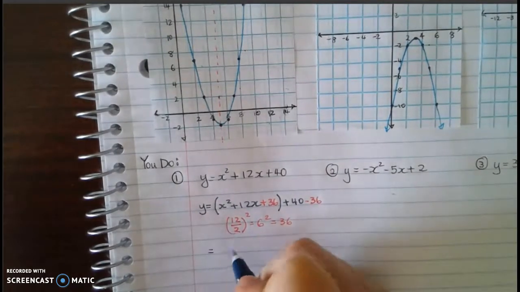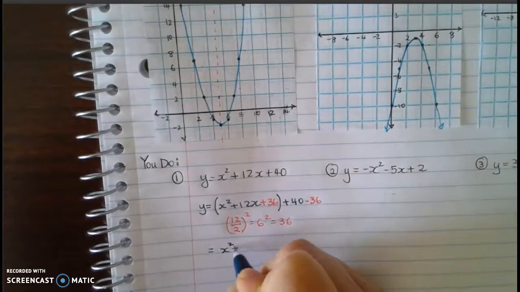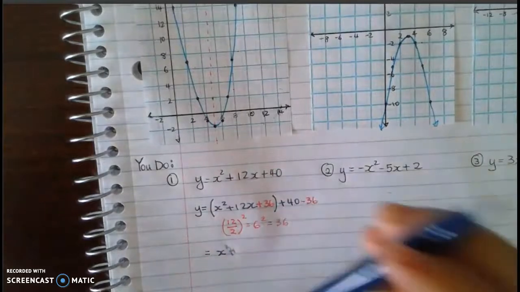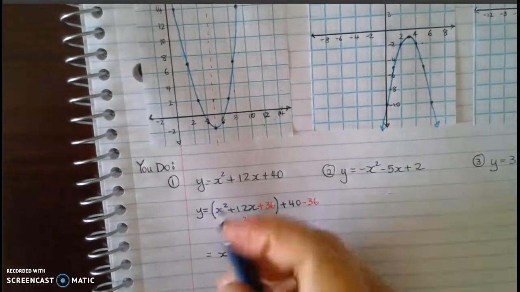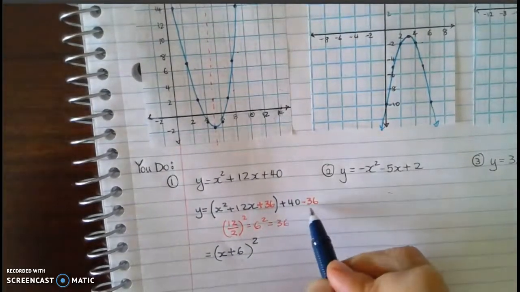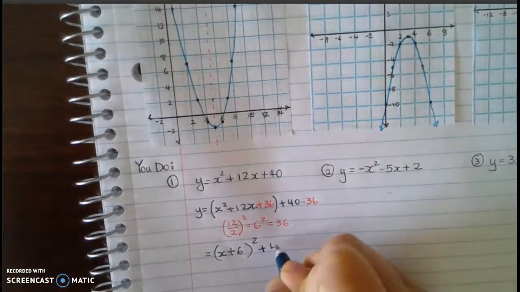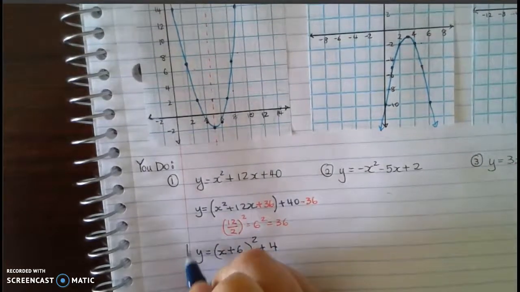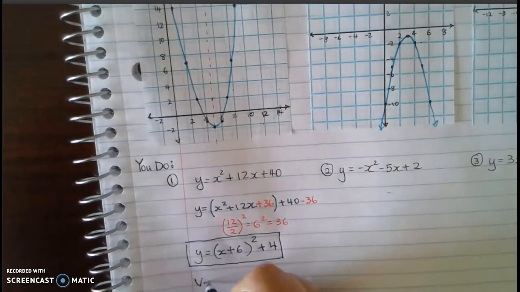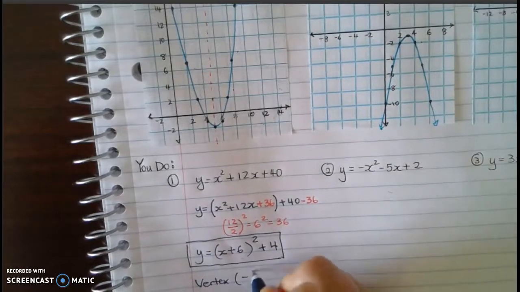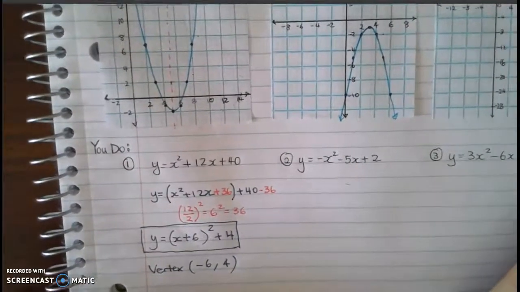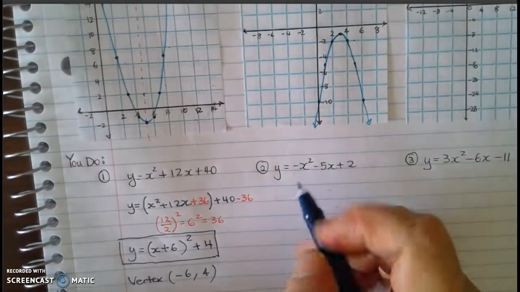The parentheses simplify to x plus 6 all squared, and plus 40 minus 36 is plus 4. So that's my equation in vertex form. And therefore the vertex is negative 6, comma 4. All right. Then let's do the second problem.